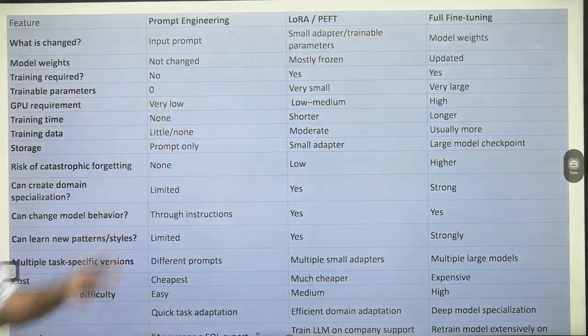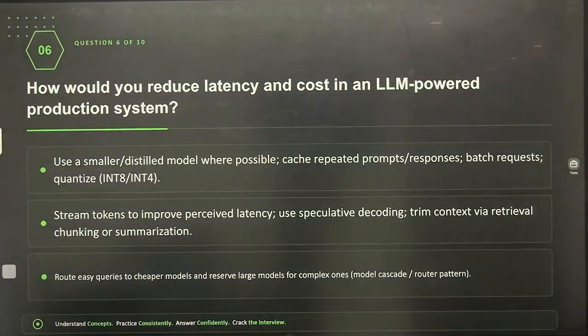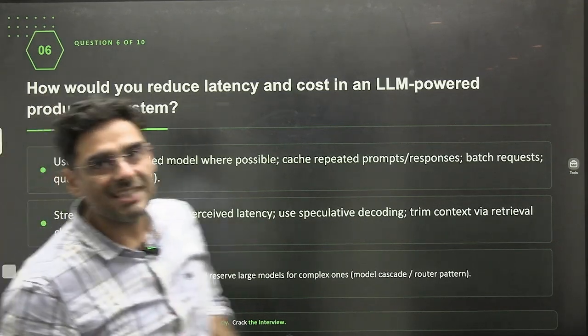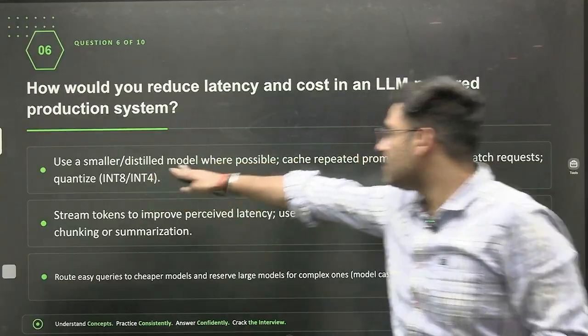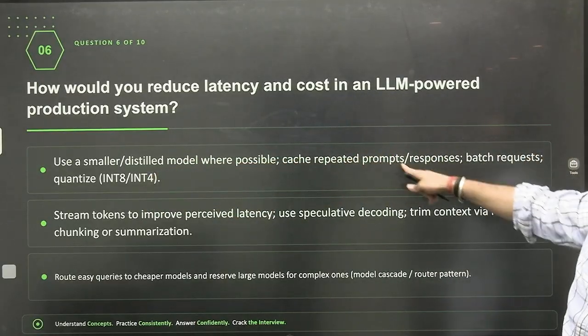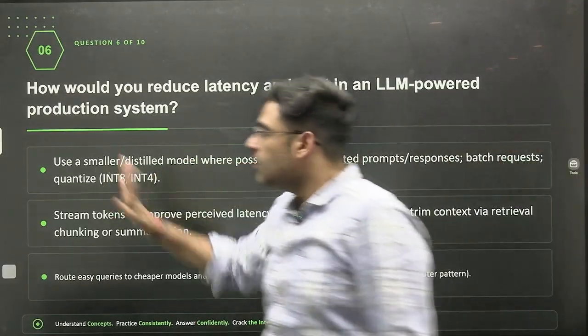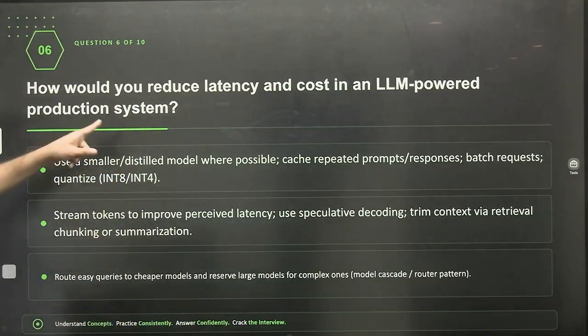Okay, so that is what you can do: just take a snapshot and see what exactly the differences are. Then I would say the next highly asked question is how to reduce latency and cost in an LLM powered production system. Okay, guys, you should understand certain points here. You should always remember in this question: smaller distilled model where possible, cache repeated prompts and responses, and batch requests. Okay, so this could be one of the possible options.